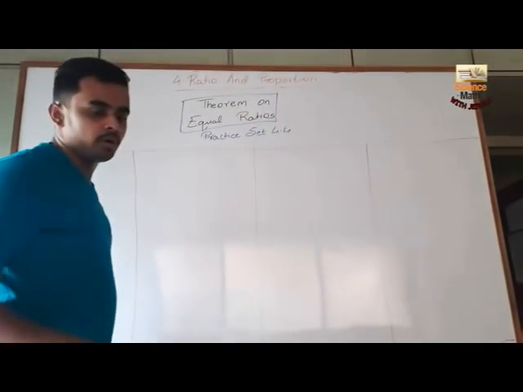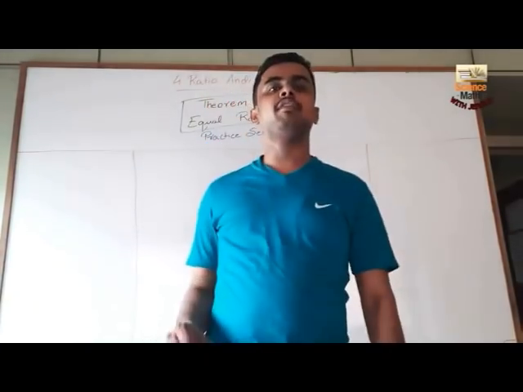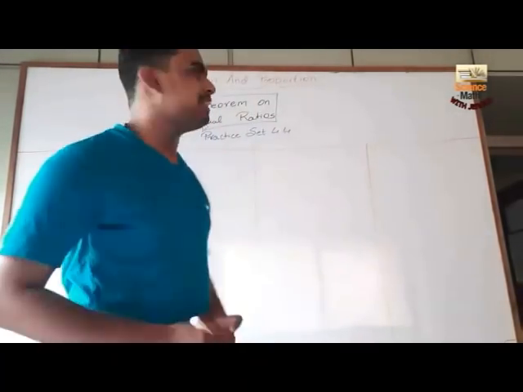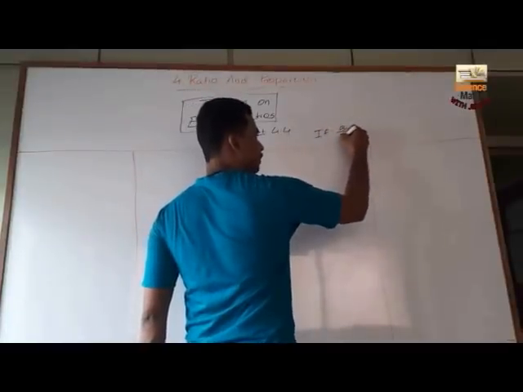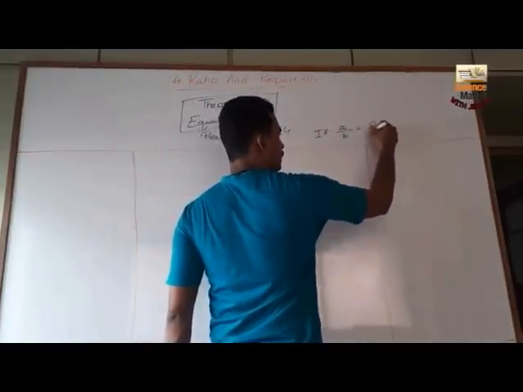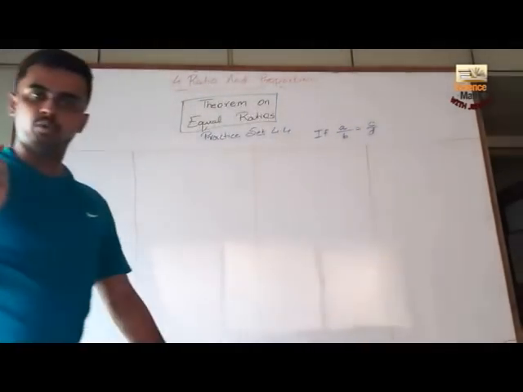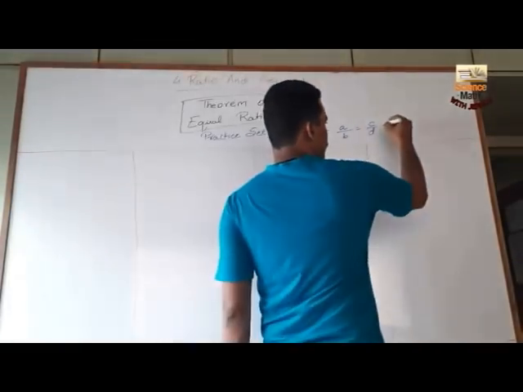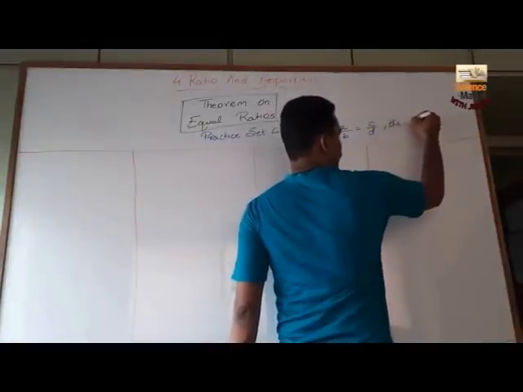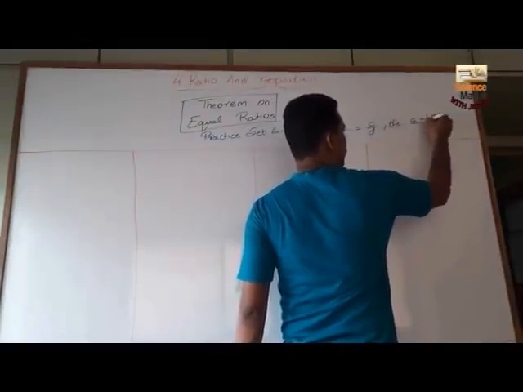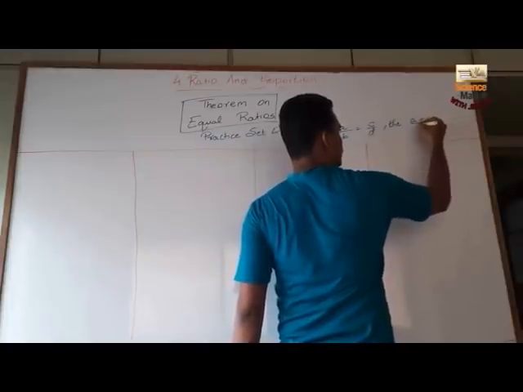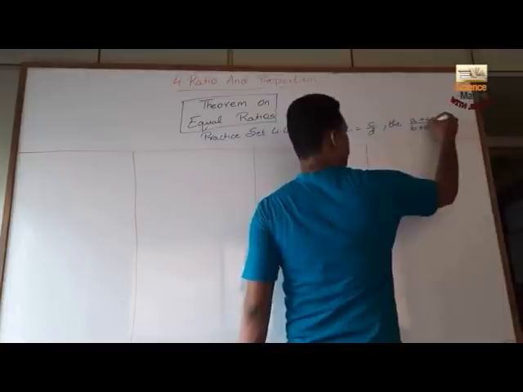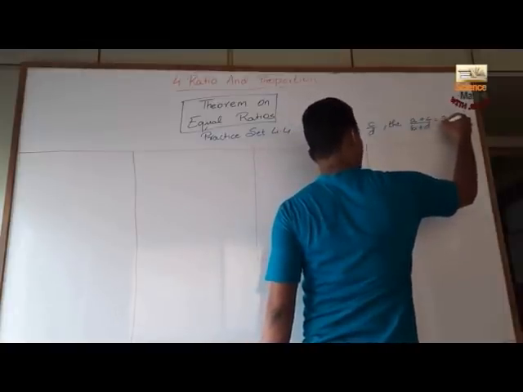The property tells you, on page number 71 of the textbook, you can see if A upon B is equal to C upon D, that if I have two equal ratios, then A plus C upon B plus D will be equal to both the ratios.